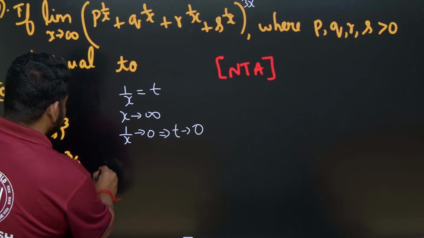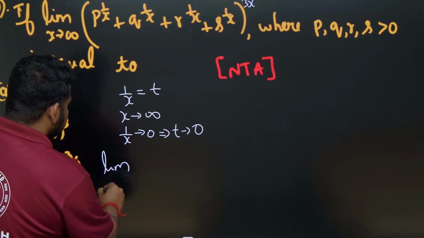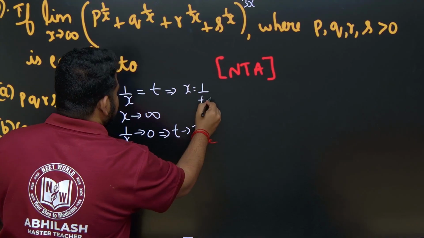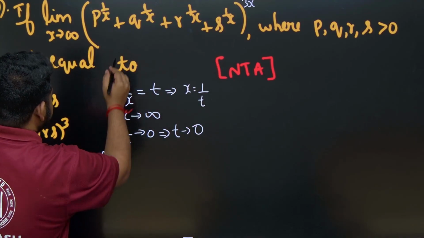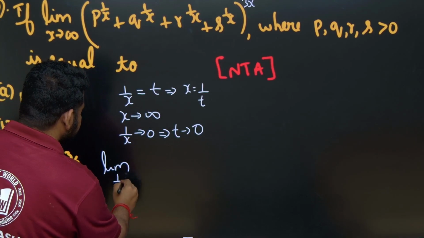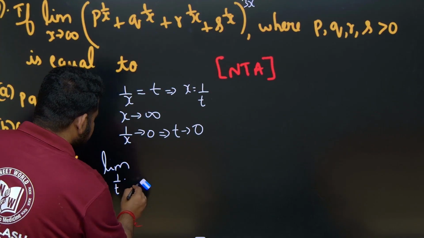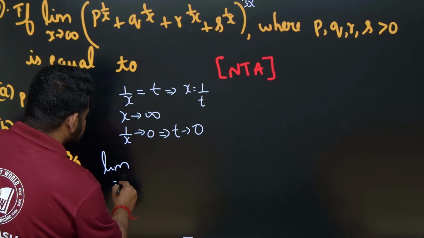So limit. This implies what? X is equal to 1 by t. Limit as x tends to infinity, 1 by t tends to 0.